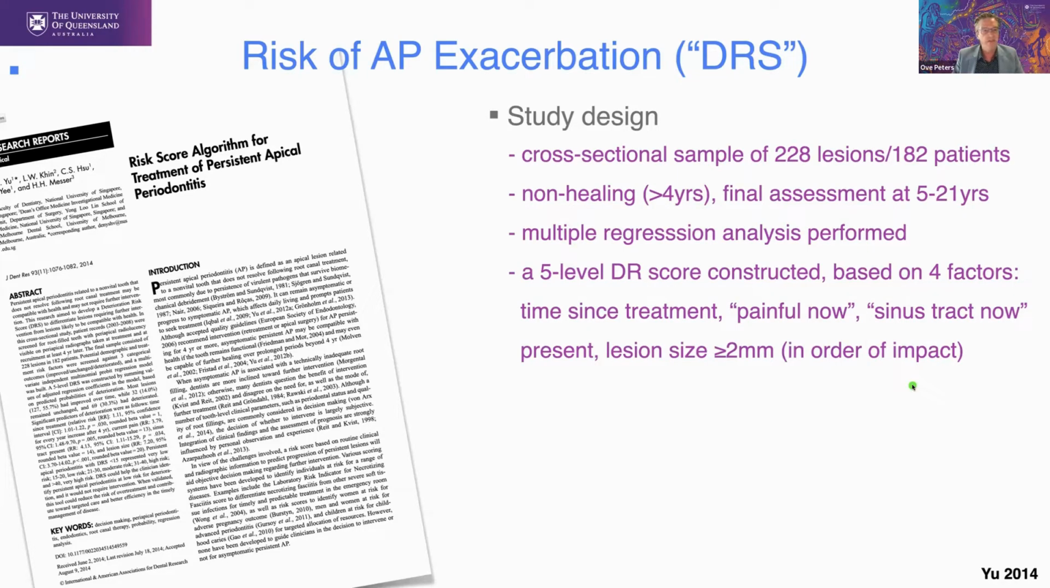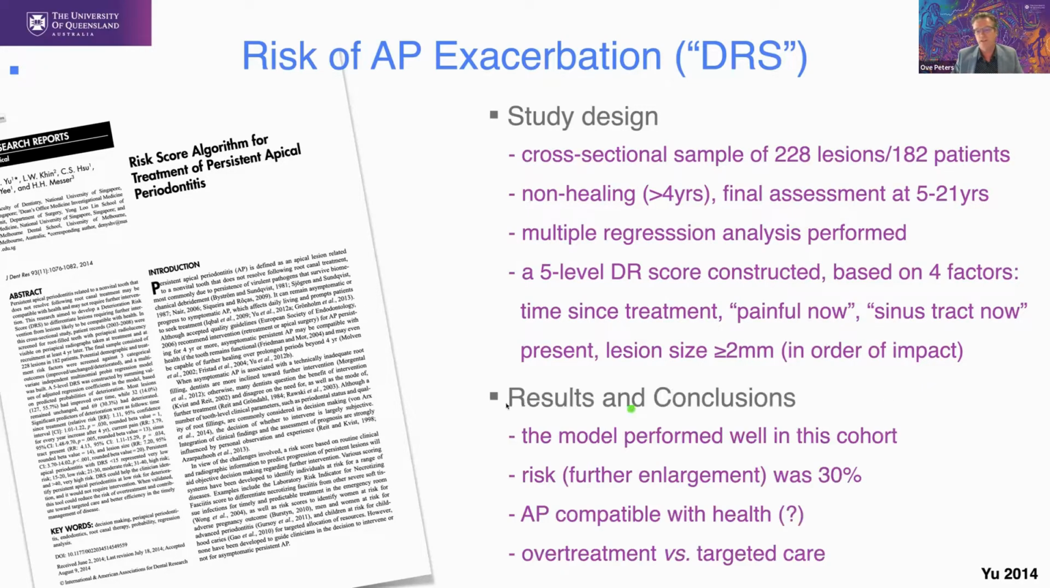Yu and Messer out of Melbourne University are looking at a methodology numerically to understand the likelihood of deterioration of a periapical radiolucent area. I told you before that a large number of root canal treated teeth have persistent apical periodontitis. So what kind of factors are associated with these conditions, which are somewhat in balance, to actually deteriorate?